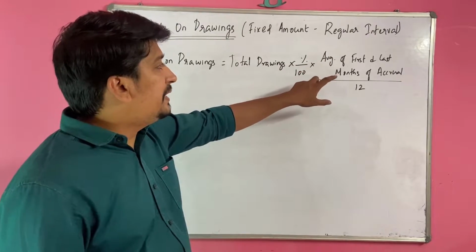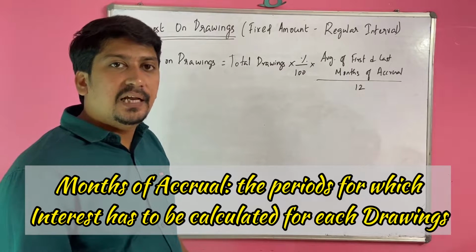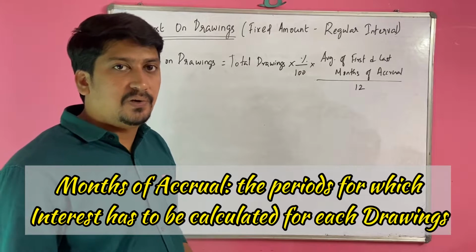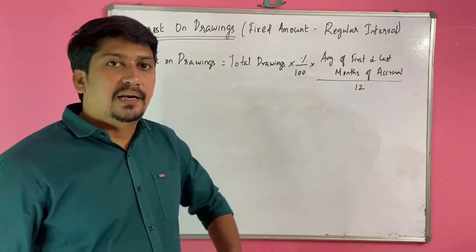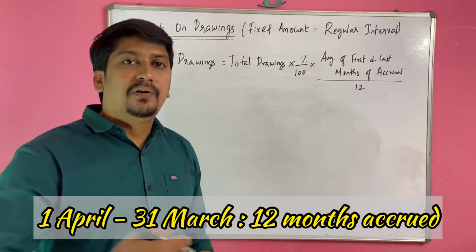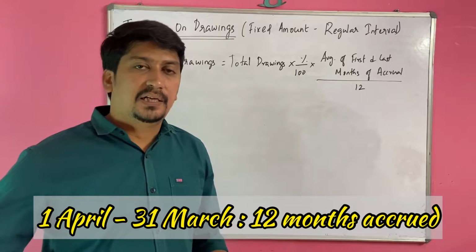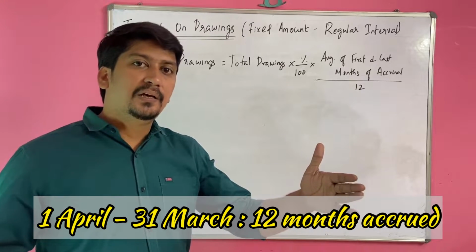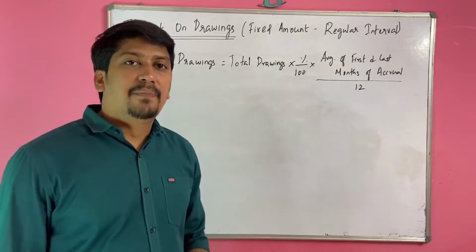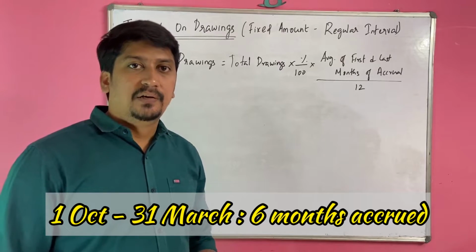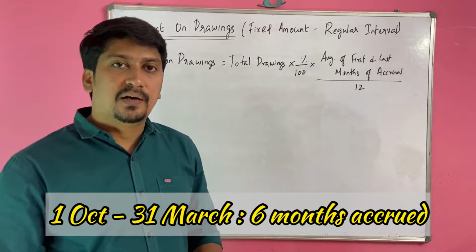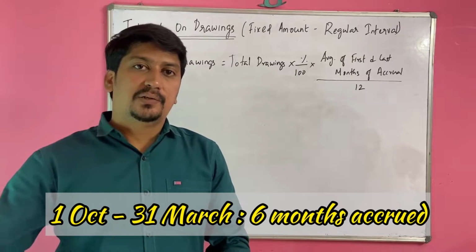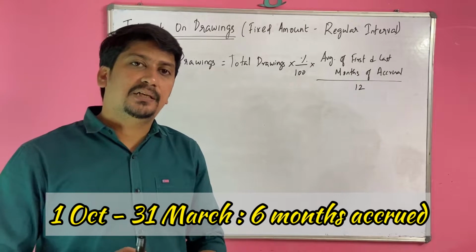Months of accrual means how many months of interest a partner has to pay for each drawing. That is the months of accrual of each drawing. For example, if a partner takes on April 1 and we need to calculate interest up to 31st March, the end of the financial year, which is a full year, then he has taken it at the very beginning, so he has to pay 12 months' interest. If a partner has taken on 1st October, exactly 6 months are left from October 1 to 31st March, so he has used that money for only 6 months. So 6 months' interest he has to pay. So that is the months of accrual.